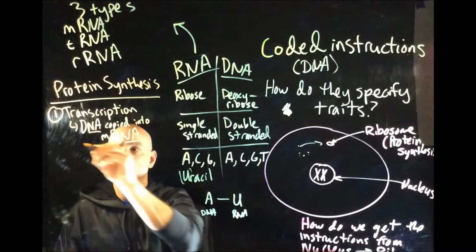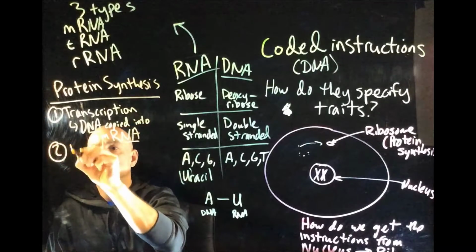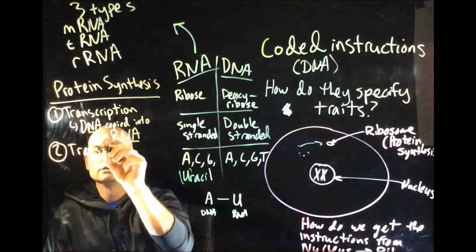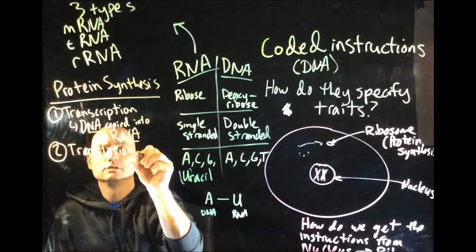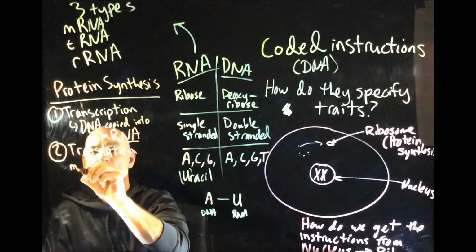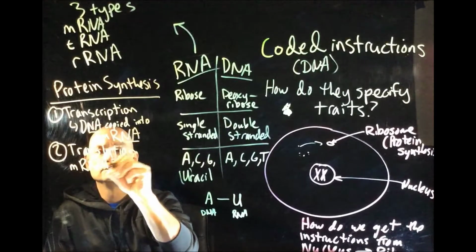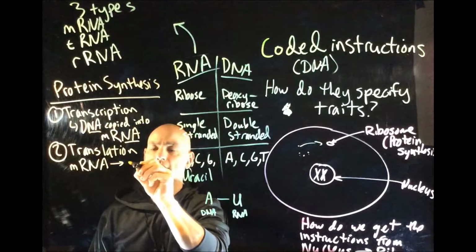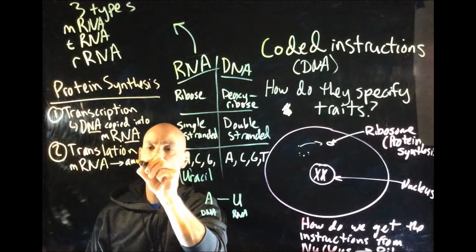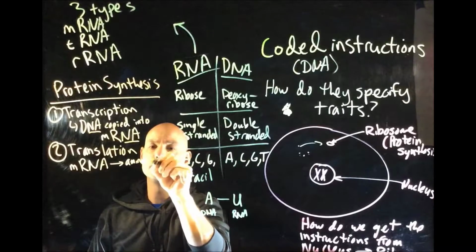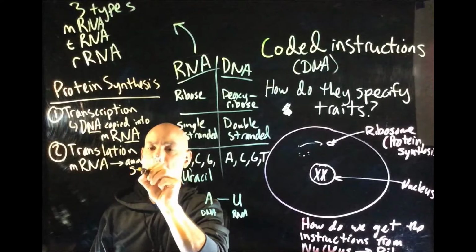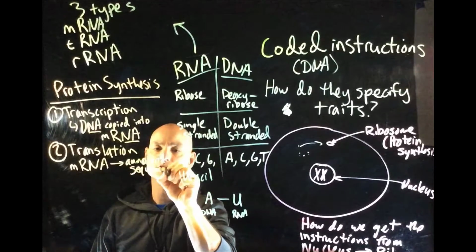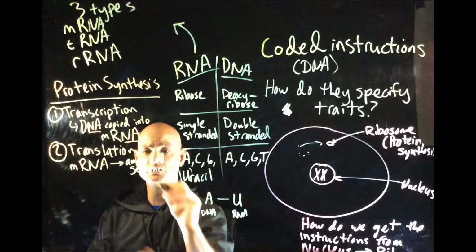Okay. Step two is translation. And that's taking the mRNA and converting that into an amino acid sequence, which will then end up folding up into a protein.